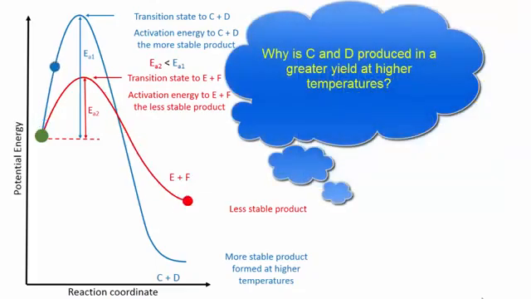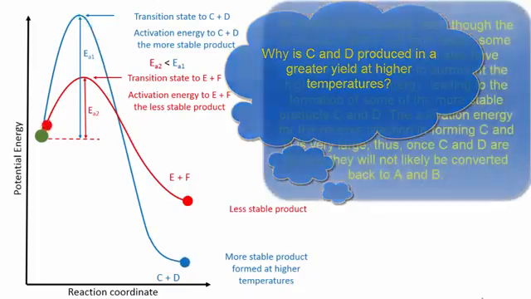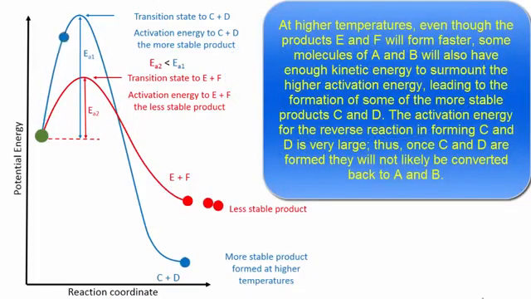Why are C and D produced in greater yield at higher temperatures? At higher temperatures, even though the products E and F will form at a faster rate, some molecules of A and B will also have enough kinetic energy to surmount the higher activation energy, leading to the formation of some of the more stable products, C and D.